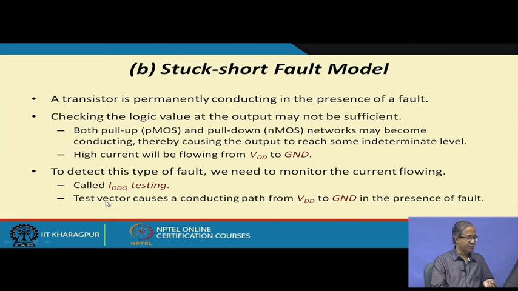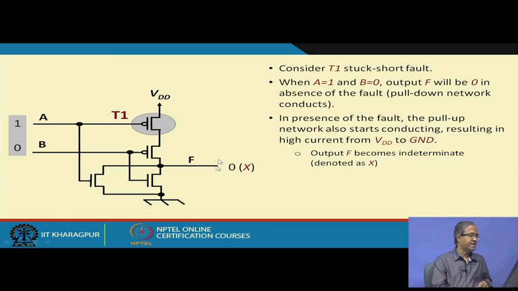So, the test vector will be such that it will cause a conducting path from VDD to ground in the presence of the fault. Like we take an example of a NOR gate again. Let us say we take the case of a T1 stuck short fault.